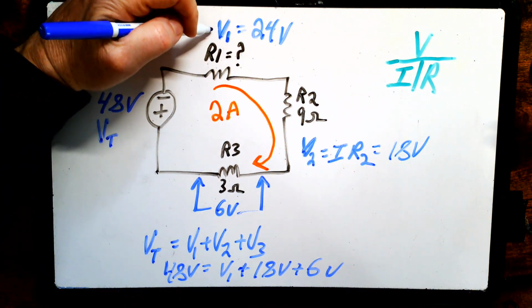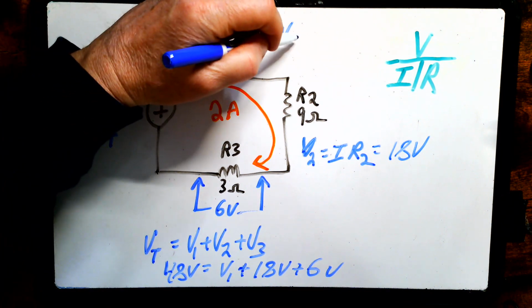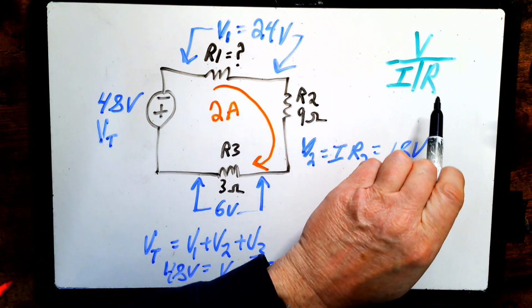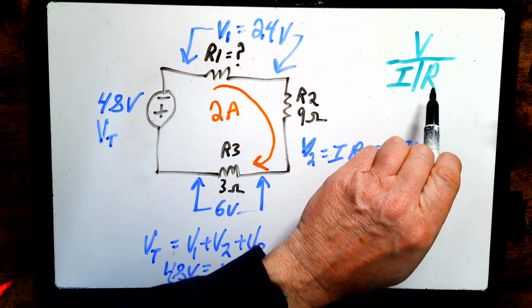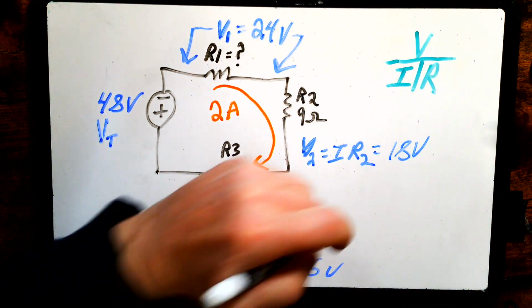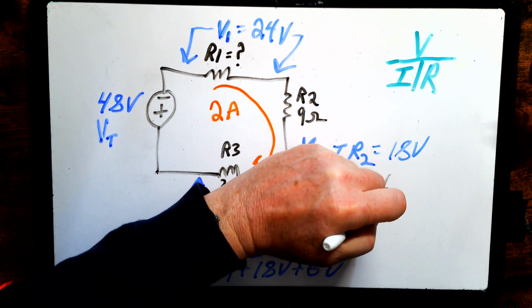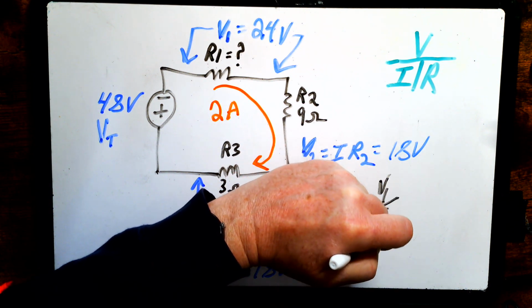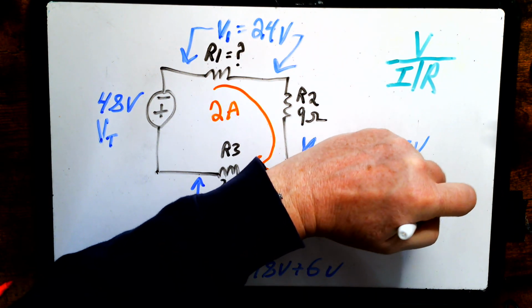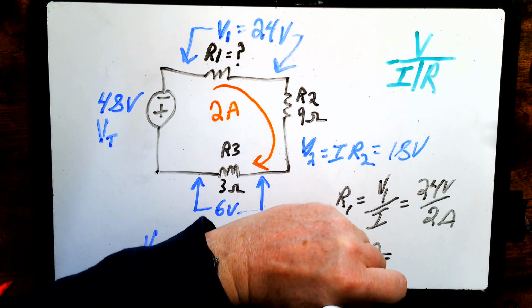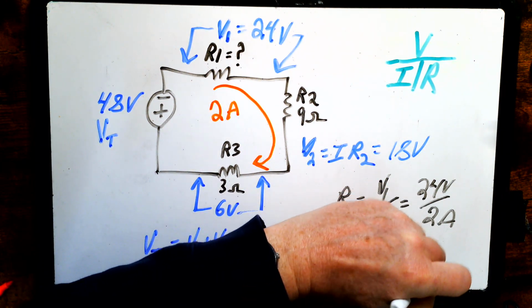So if we know we have a voltage drop of 24 volts across R1 and 2 amps going through it, we could find R1. Using Ohm's law again, resistance equals voltage divided by the current. Therefore, R1 is going to equal V1 divided by the current. 24 volts divided by 2 amps. R1 must equal 12 ohms.